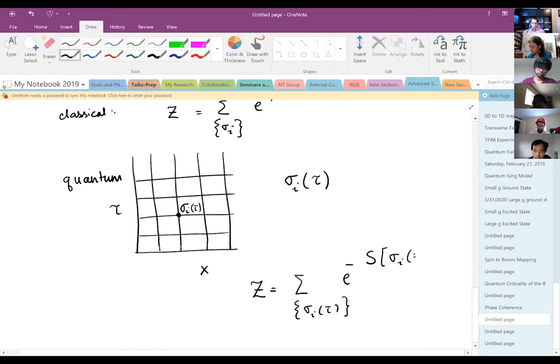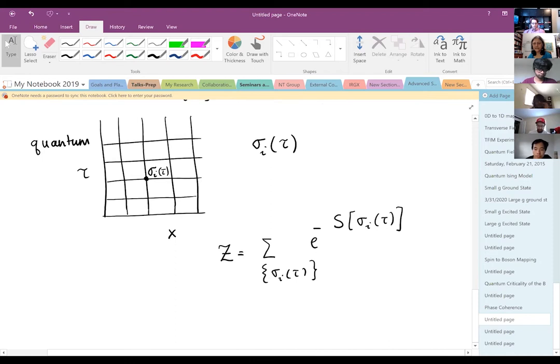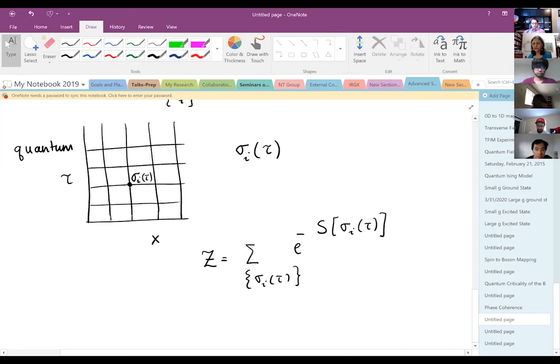Okay, and this action is something you have to derive by putting in these discrete time steps and so on, as we did for the transverse field Ising model. But that's the kind of problem. So you have to get the action. And so I will show you this in an example. Okay, so let's look at that.